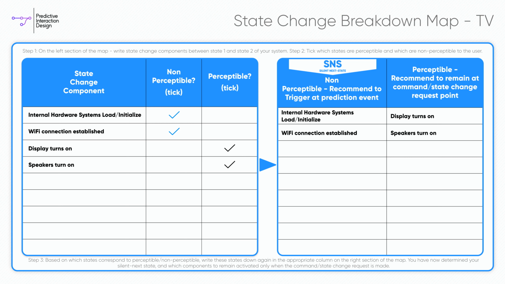What we've decided there is that when a TV predicts that a user is going to interact with it, the internal hardware systems can load and initialize, and the Wi-Fi connection can be established, but we will only wait for the actual interaction itself for the display or the speakers to turn on. Otherwise, if the TV just turned on when it thought that the user was going to interact with it and the user had no intention to, they would be quite annoyed and also maybe a little bit creeped out. We enter uncanny valley territory there, and that is one of the golden rules of predictive interaction design, but we will talk a little bit more about those later on in the course.